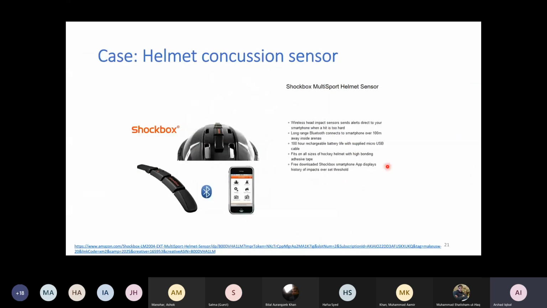There is an IoT example called the helmet concussion sensor. It is based on a sensor with wireless connectivity to a smartphone. The wireless hit impact sensor sends alerts directly to your smartphone when a hit is too hard. Long range Bluetooth connects to the smartphone over 100 meters, always available inside the arena, and the battery life is quite reasonable. It fits on all sides of a hockey helmet with a high bonding adhesive tape. Hockey players use these helmets, and an application connected with the helmet provides a user interface to the user.